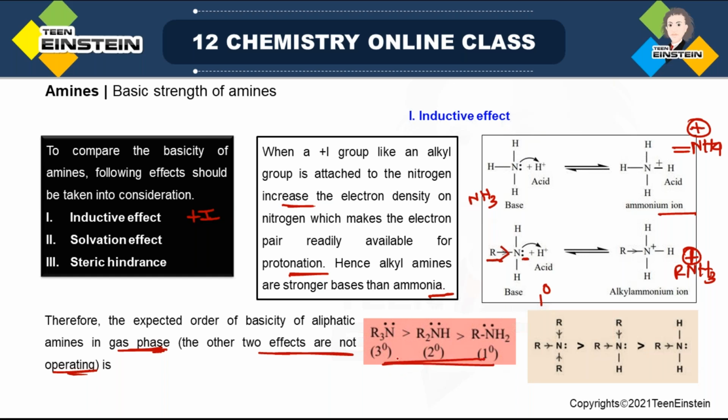So when you are solving any question, read the question carefully, whether it is asking basicity order in gaseous phase or in aqueous phase. That information is very important. So R3N, from 3 sides plus I effect is operating. When it is 2 degree, only from 2 sides the plus I effect is operating. And when it is 1 degree, only from 1 side this is operating. And you can also write ammonia, but there is no plus I effect. So this should be the order. Minimum basic should be ammonia, based on only inductive effect, not the other two effects.